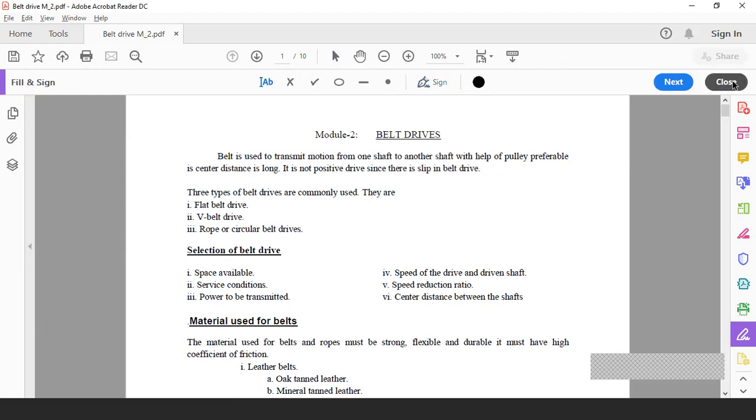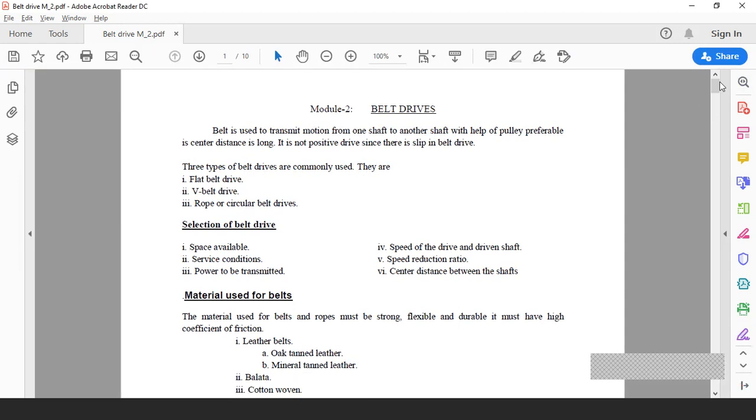With respect to rope drives, they also come under the category of belt drives, as another kind of flexible drive. Rope drives are circular belt drives. Here the cross section is circular. All three belt drives have their own specific applications, such as when the center distance is large and a moderate amount of power is to be transmitted. In that case, flat belt drives are preferred.